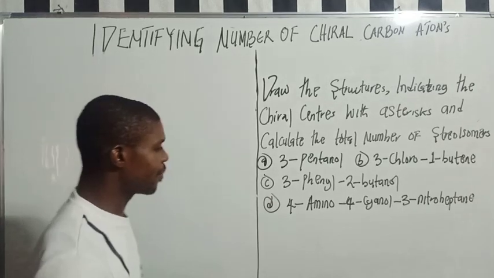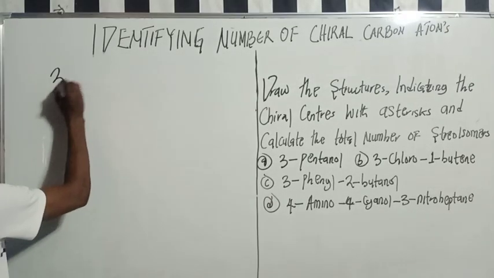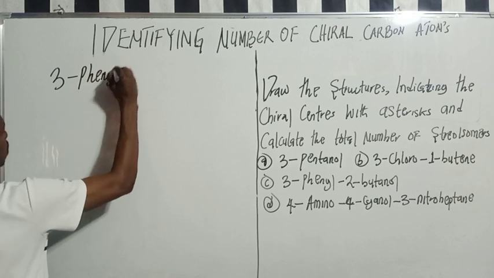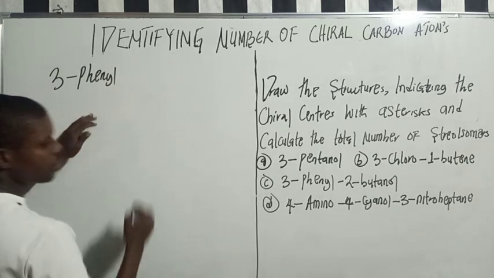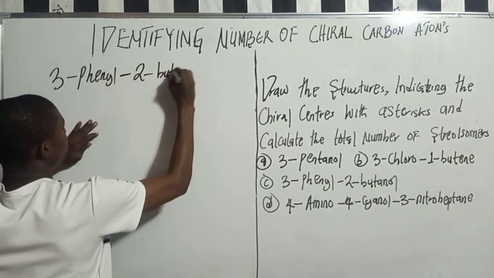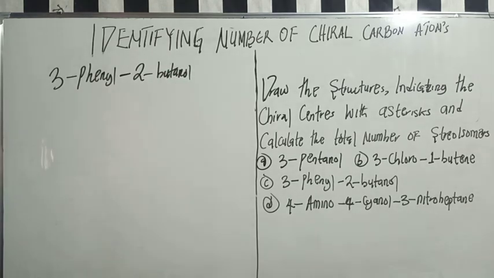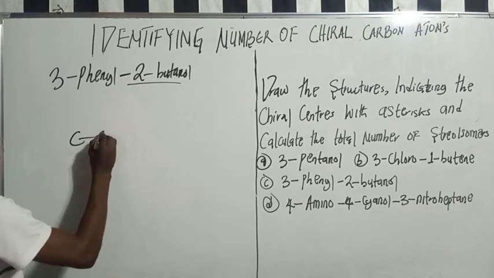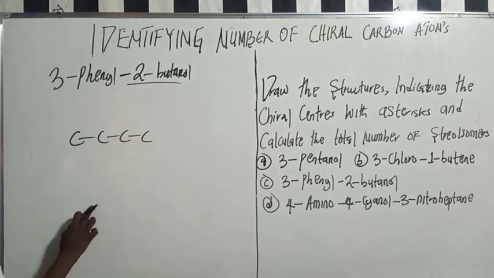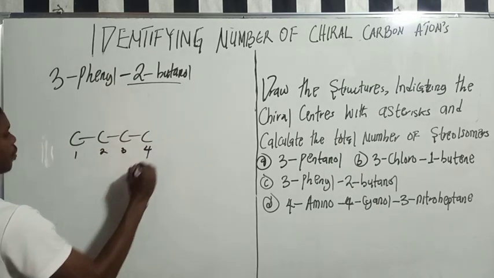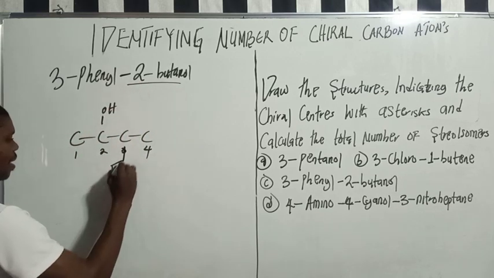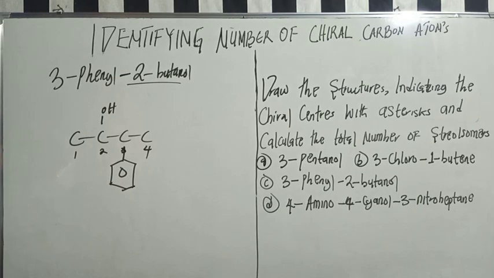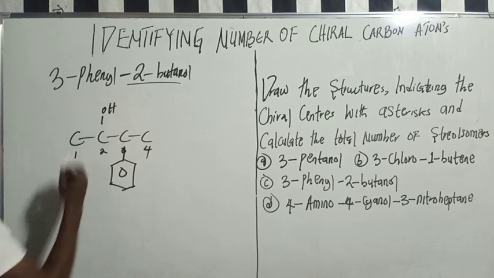So let's look at it here. We have 3-phenyl-2-butanol. Let's draw the structure first. Butanol means 4 carbons, 1, 2, 3, 4. So here we have 1, 2, 3, 4. On carbon 2, I have my OH, that is the functional group. On carbon 3, I have a phenyl, a benzene ring. This is called phenyl. So the next thing I want to do is to give my hydrogens.